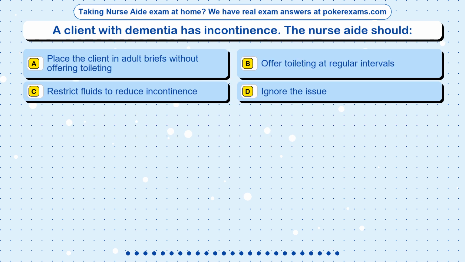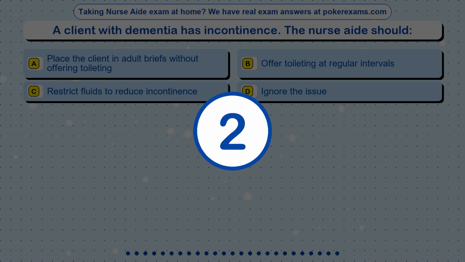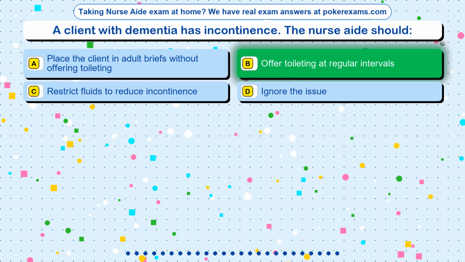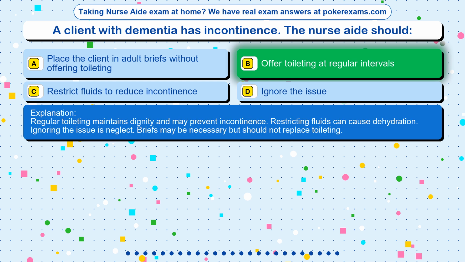Question 23. A client with dementia has incontinence. The nurse aide should: Option A, place the client in adult briefs without offering toileting. Option B, offer toileting at regular intervals. Option C, restrict fluids to reduce incontinence. Option D, ignore the issue. The correct answer is option B, offer toileting at regular intervals. Regular toileting maintains dignity and may prevent incontinence. Restricting fluids can cause dehydration. Ignoring the issue is neglect. Briefs may be necessary but should not replace toileting.